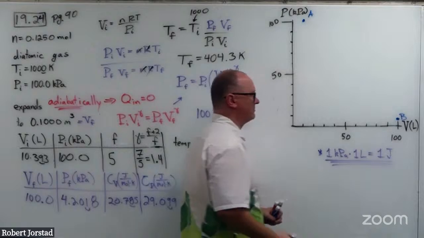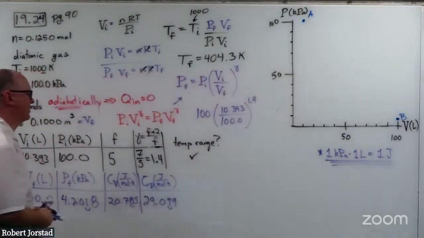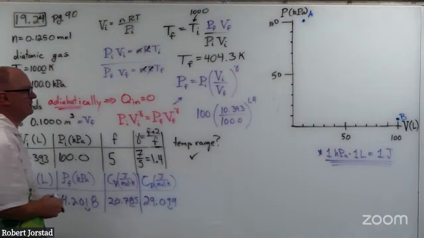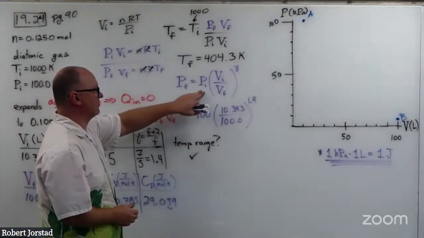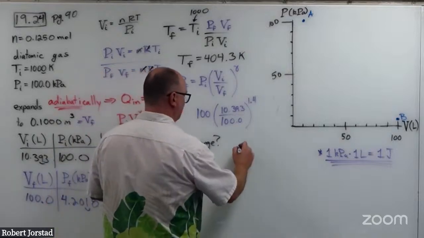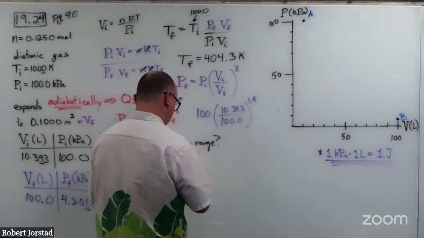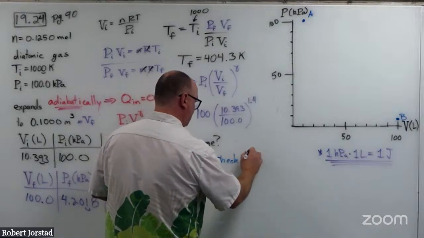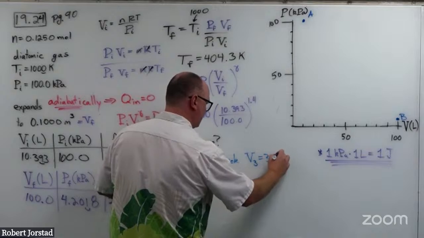So there's point B. Now the question becomes, can I get another point in there? The only easy way to do this, I guess, would probably be to use this one. So what if we had 30 liters? So let's assume, let's check V3 equals 30 liters.